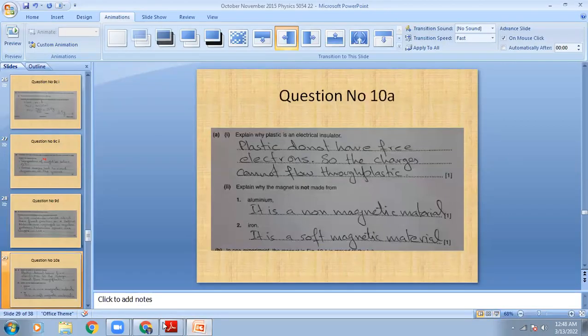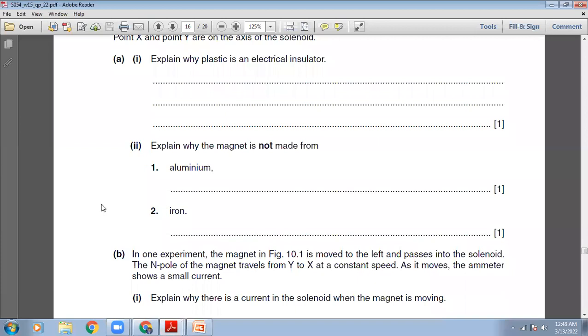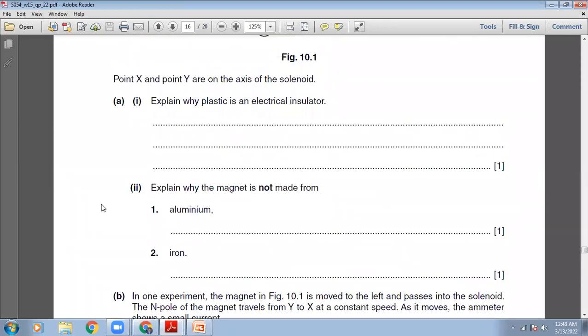So then the next question coming up is explain why the magnet is not made from aluminum and it's not made from iron. Sorry, I said plastic. Explain why the magnet is not made from aluminum. Aluminum is not used to make magnets. The reason is very simple, because the aluminum is not a magnetic material. And why do we not use iron? Because iron is a soft magnetic material. When something is a soft magnetic material, it does not retain magnetic properties for a long time. So that's why we don't use iron to make magnets.